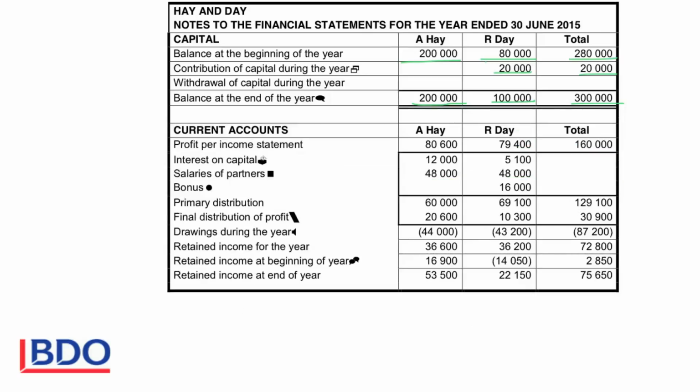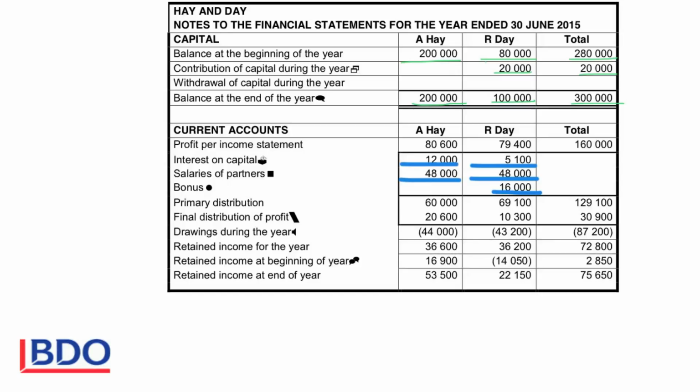In the note for the current accounts, we must distribute the profit between the two partners. So first of all, we will show what is the interest on capital and what is the interest that will go to the account of A. Hay and the account of R. Day. Then we will show that both of them are entitled to a salary of 48,000 and that Day is also entitled to a bonus of 16,000.